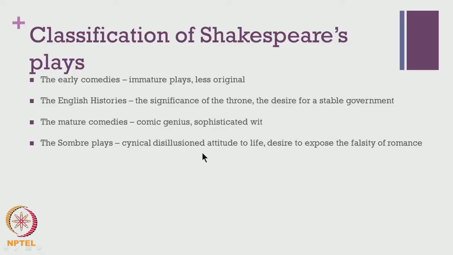And there were somber plays of a later period which reflected a cynical and disillusioned attitude to life, and also there was a desire to expose the falsity of romance. This is in stark contrast to the earlier kinds of romantic plays where love had taken a profound form in themes, in plot structure, so on and so forth.